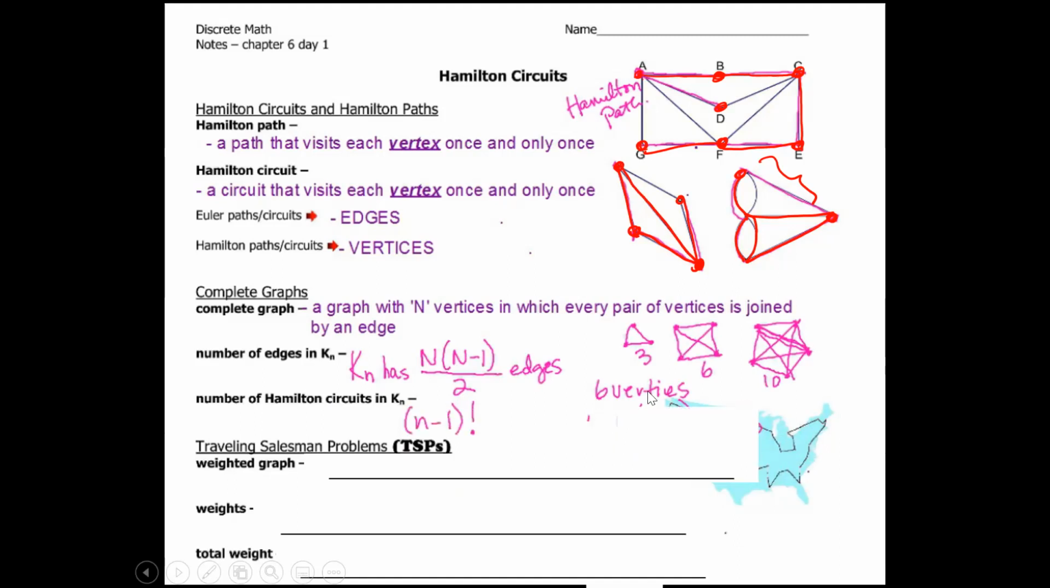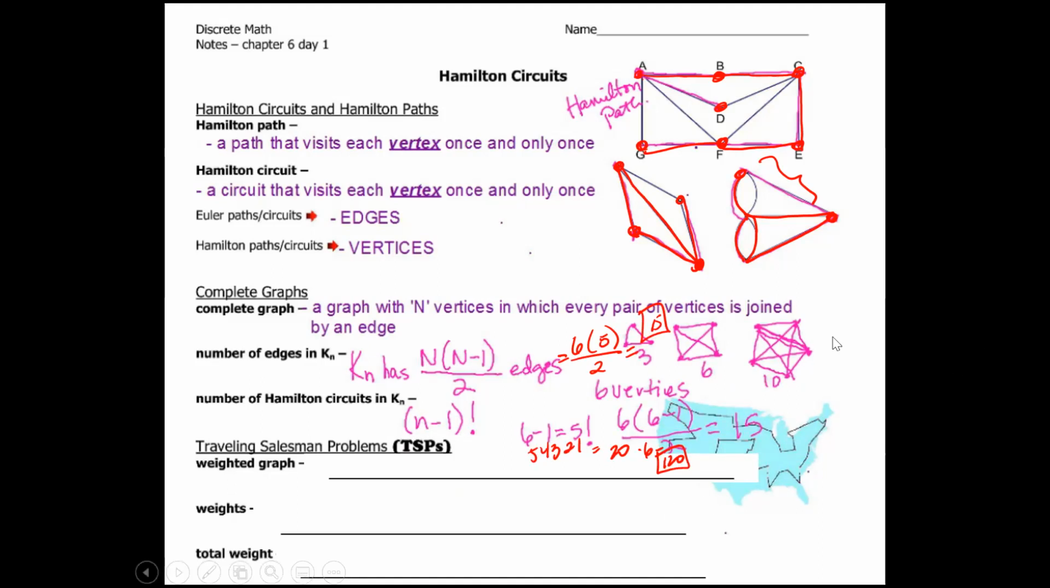So let's say, for example, we have 6 vertices. If I have 6 vertices, how many edges would I have? Well, if I plug this in here, I have 6 times 6 minus 1, which is 5, over 2. 6 times 5 is 30. Half of 30 is 15. And so you will have 15 edges. Now, similarly, to find the Hamilton circuits, I would do 6 minus 1, which is 5, and then 5 factorial is 5 times 4 times 3 times 2 times 1, which is going to give me 120 different circuits.